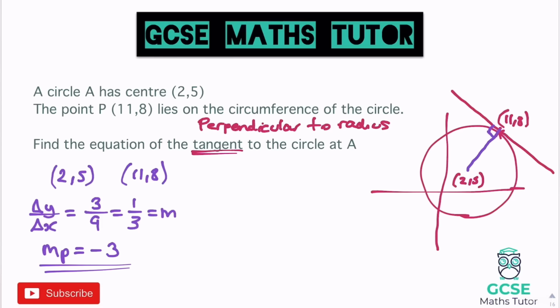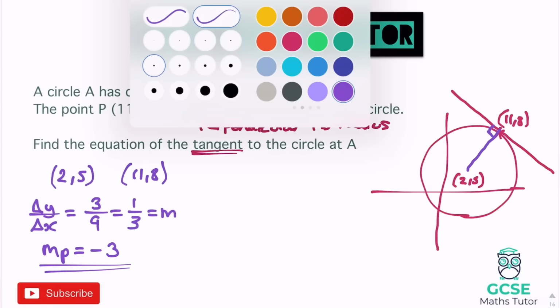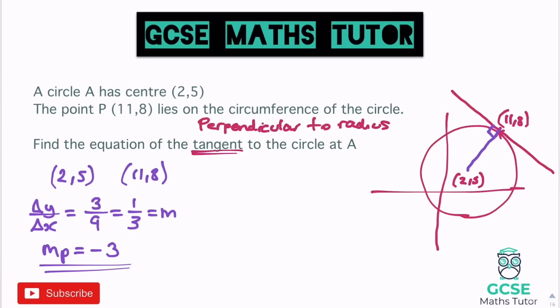So there's the gradient of the tangent. So if we stick that into our line equation, as the tangent is a straight line, we get y equals -3x plus c. And we know that it passes through this point 11,8. Otherwise it wouldn't be on the circumference of the circle there, which it says it is. That's where the tangent meets it.